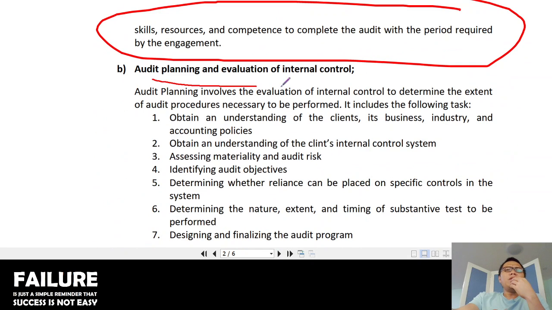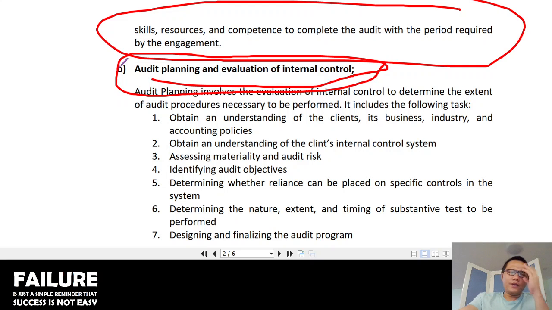Sa next phase, okay, is audit planning and evaluation of the internal control. So, dito na yun lalabas na after, if na-determine mo na okay naman itong kliyente na to kasi in general, not in bad reputation, okay yung business, okay sila when it comes to reporting, nagko-comply talaga, and we have the necessary skills, resources, and competence to do the audit. So, you decided na, sige, let's accept the engagement. So, the next phase would be planning the audit.